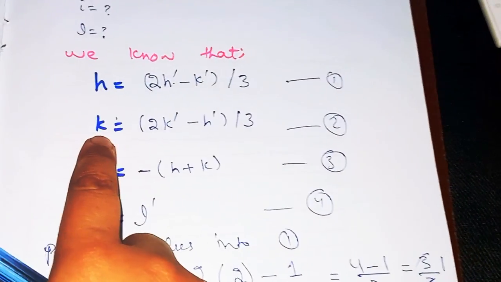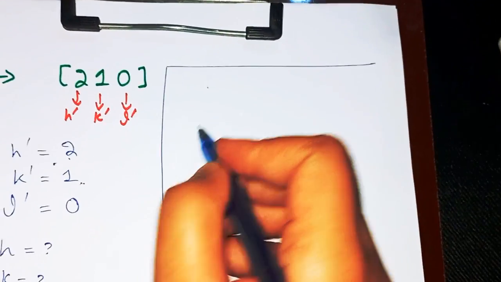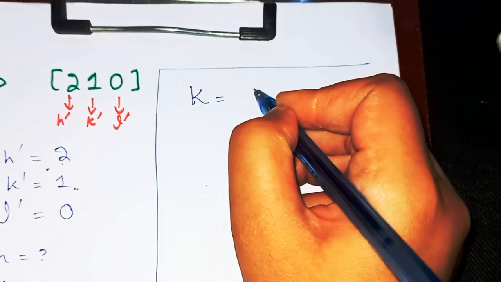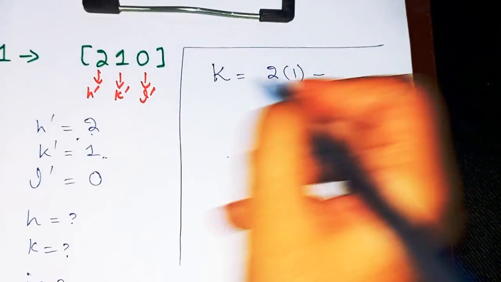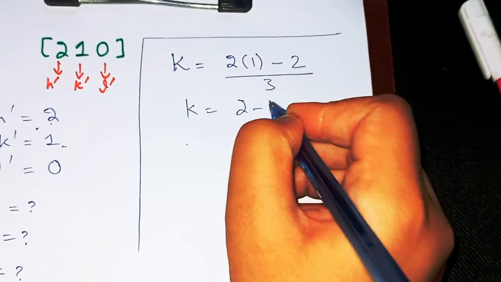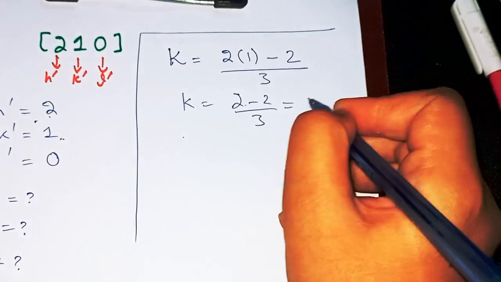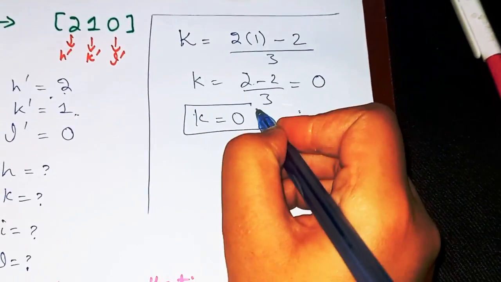Now putting the value into equation 2 to calculate k, we can do it here. So k equals 2 times k prime, which is 1, minus h prime, which is 2, divided by 3. K equals 2 minus 2 divided by 3. 2 minus 2 is 0. So that is it. K equals 0.